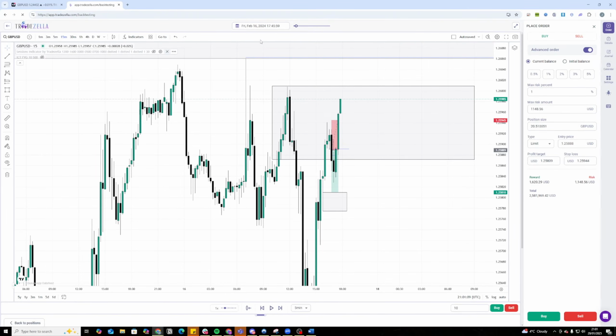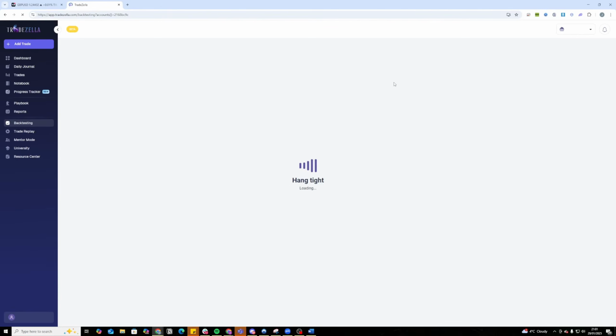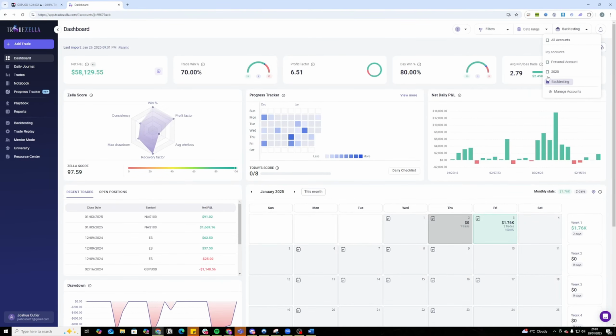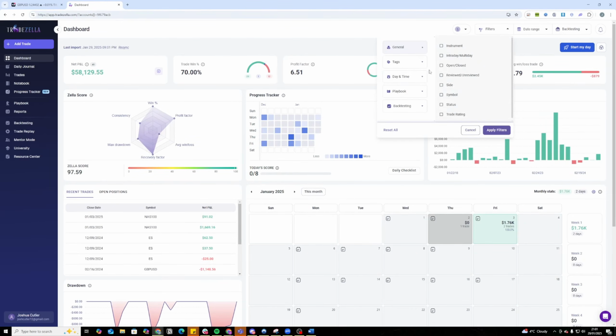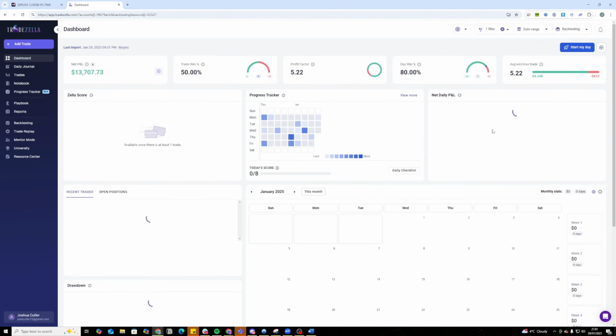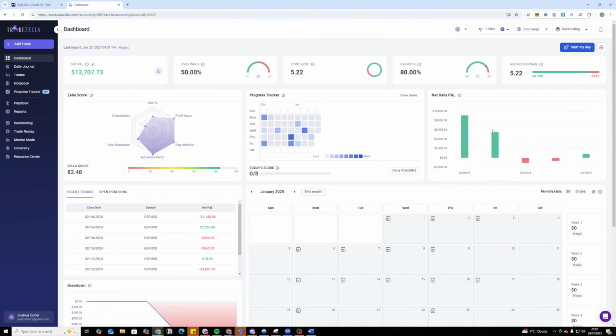Now, once you do finish your backtesting session, what you want to do is come back to the dashboard. You want to select your backtesting account. And then you want to go find the backtesting session we did. So we did Discord backtesting session. Press apply filters. So this was the backtesting session we just did, right?